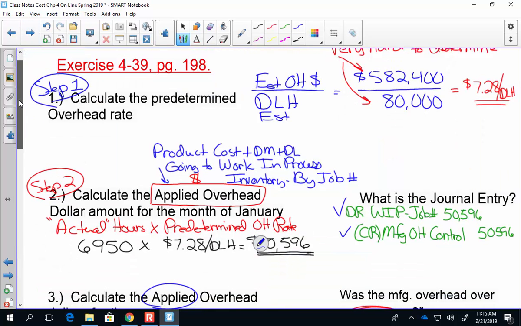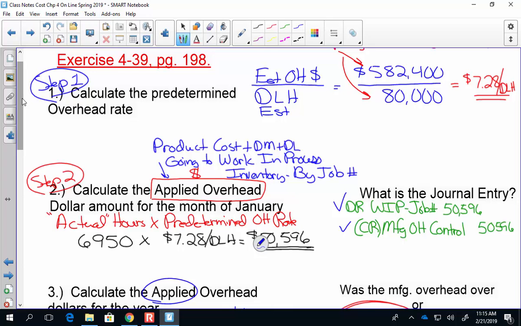So I picked exercise 39 as my example. This is the completed exercise. And if I turn to page 198 of our book, question number 1 is calculate the predetermined rate.